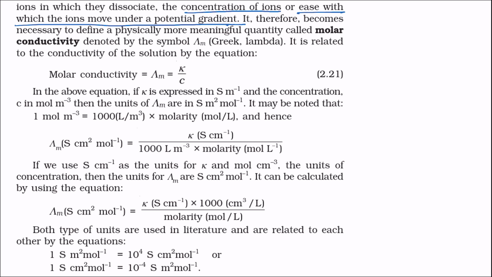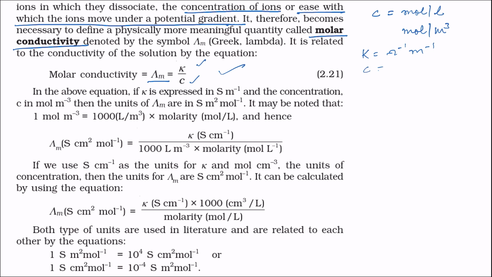Therefore, another quantity known as molar conductivity is introduced, denoted by the symbol lambda m. Molar conductivity is related to conductivity by this equation. Molar conductivity is equal to conductivity divided by concentration of the electrolyte solution. Now, concentration of electrolyte solution can be given in moles per liter or moles per meter cube. Unit of conductivity is per ohm per meter.